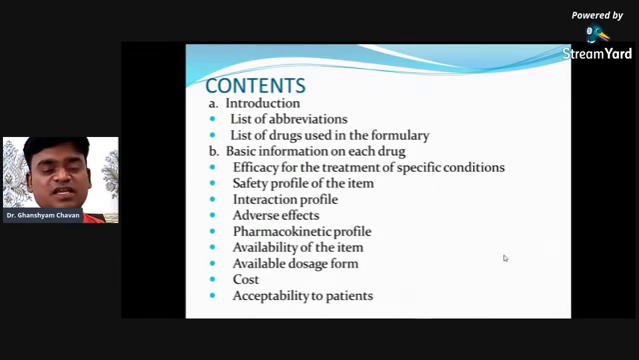Another example of adverse effects. Suppose you take tetracycline, it will produce chelation and abnormal bone formation or teeth formation will be there. Also, there are lots of drugs which can produce adverse effects, and we should keep in mind that this drug will produce that adverse effect. Next is pharmacokinetic profile. One should know the ADME, absorption, distribution, metabolism, and excretion of that drug.